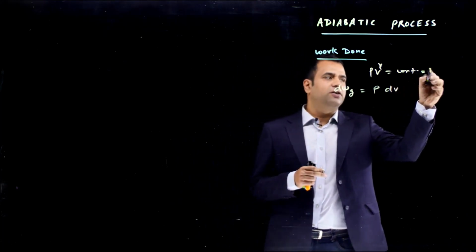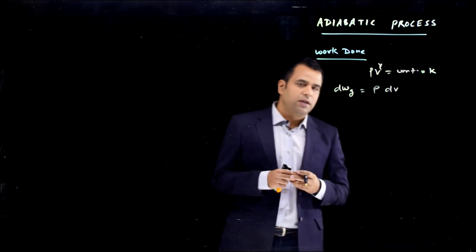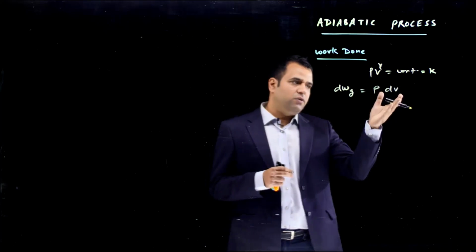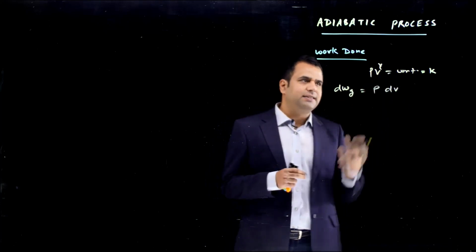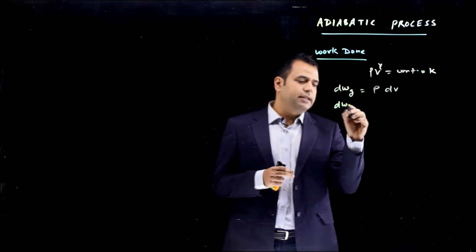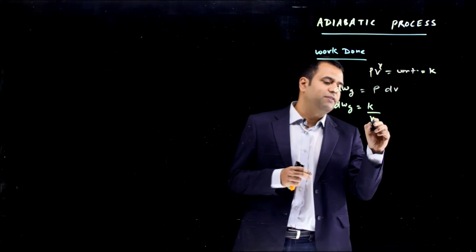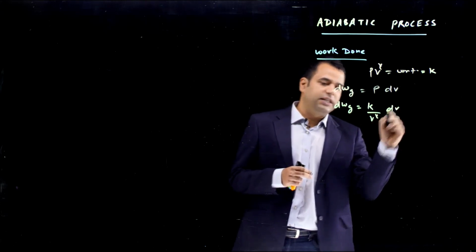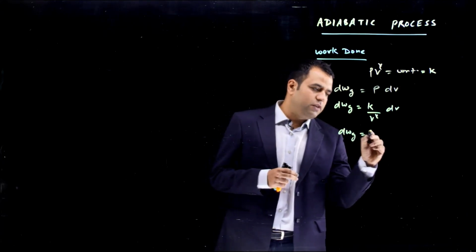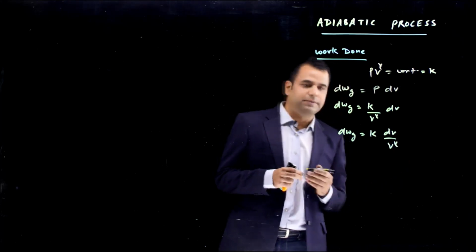Let's say this constant is K. I'll calculate this value later on. So if you want to calculate the work done, we have to replace either the volume or the pressure, and it's easy to replace the pressure here. So this dWg, we can write in terms of pressure. In place of pressure, I can write K divided by V to the power gamma, times dV. Or dWg will become K times dV upon V to the power gamma.